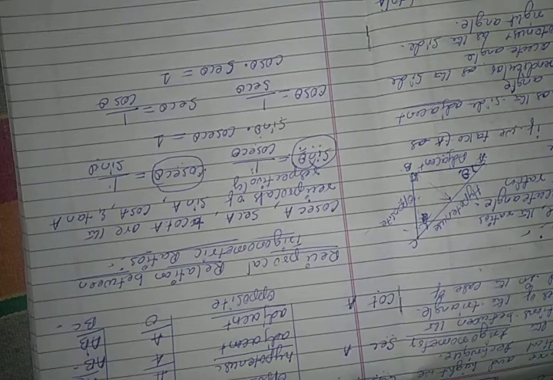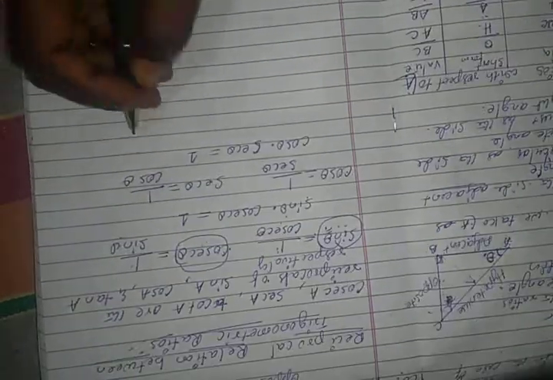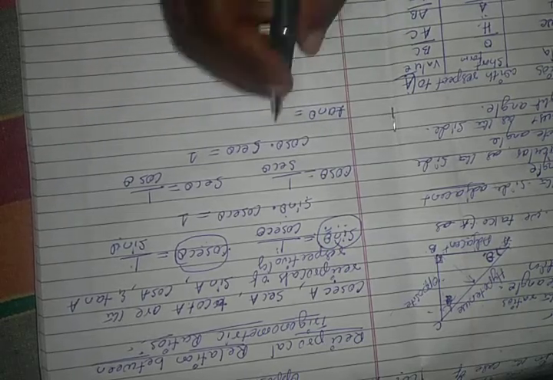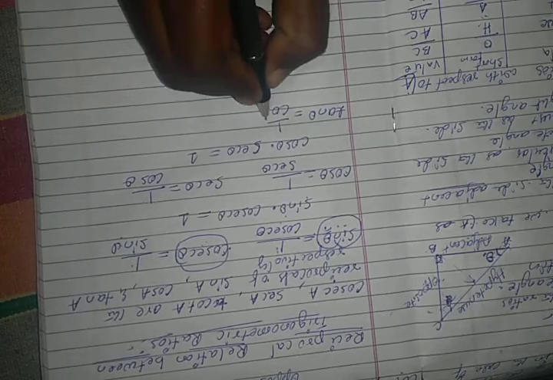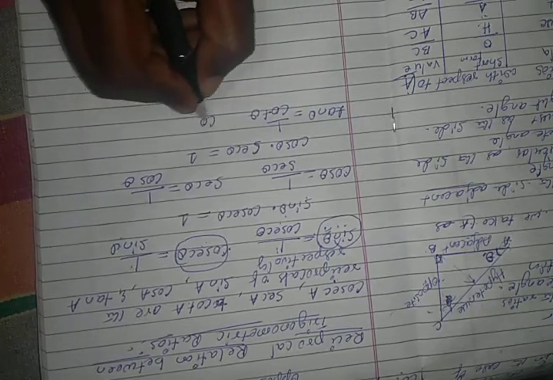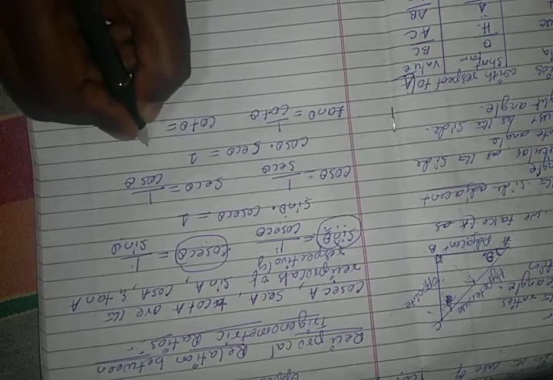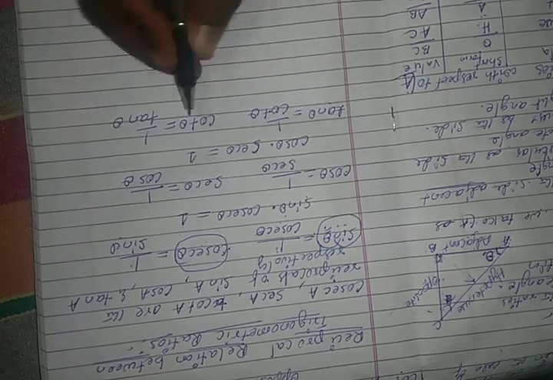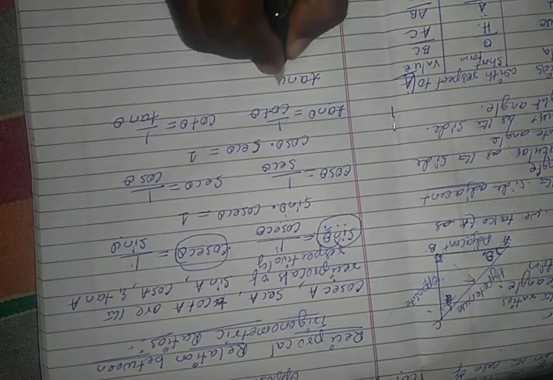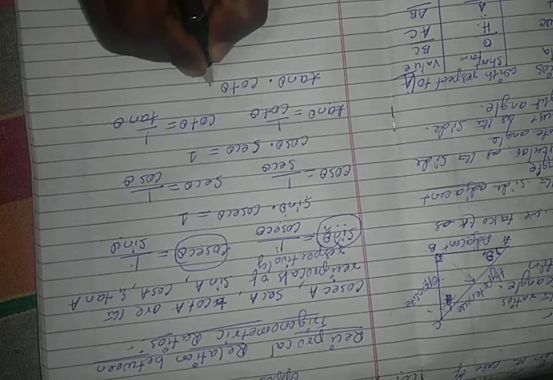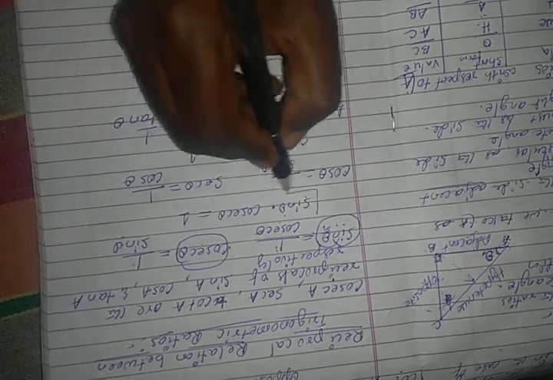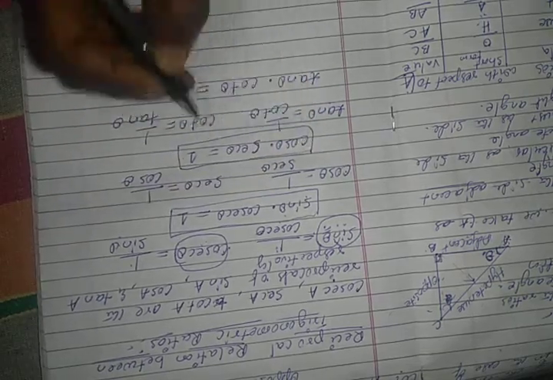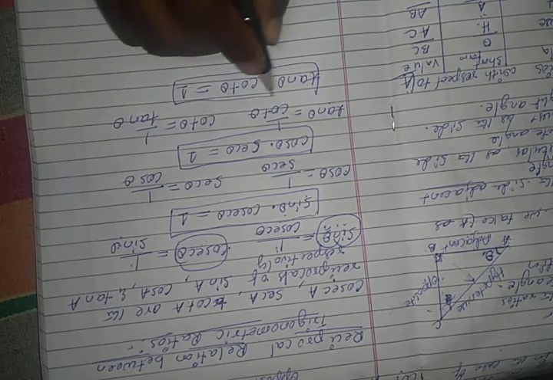Then the last one. Tan theta is the reciprocal of cot theta, 1 by cot theta, and cot theta is equal to 1 by tan theta. So tan theta into cot theta is always 1. Very important: sin theta into cosecant theta is 1, cos theta into secant theta is 1, tan theta into cot theta is 1.